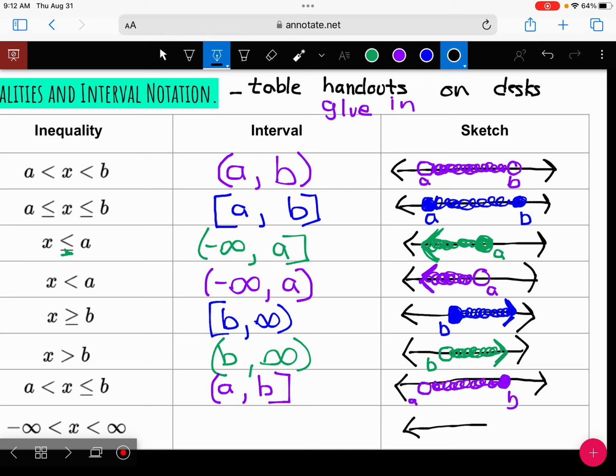Our bottom one is that x is between negative infinity and positive infinity. It's kind of everything, right? It goes from negative infinity to positive infinity. Also known as all real numbers. Capital R with 2 vertical sticks is the lazy way to write it.